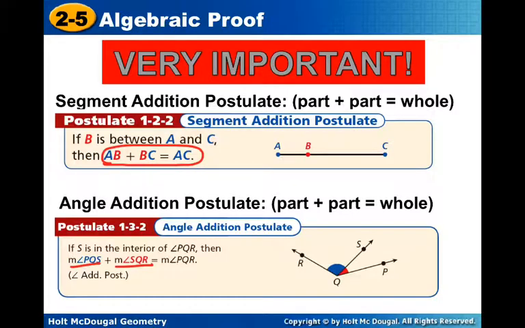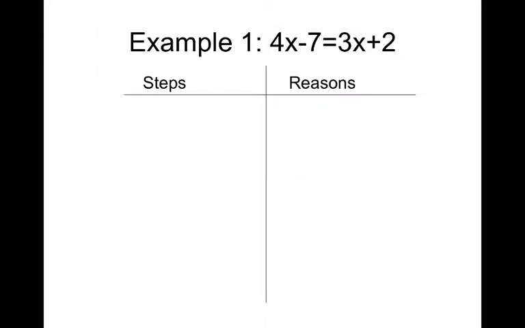All right. We'll look at example number 1 now, and it is 4x minus 7 equals 3x plus 2. When you set up a proof, you're just going to simply make a little chart with 2 columns. The first column is for your steps. The second column is for your reasons. When you have an equation, it's very simple. You just start with what you're given, and the reason is given. Most of the time when we do proofs, that's the first thing you do.